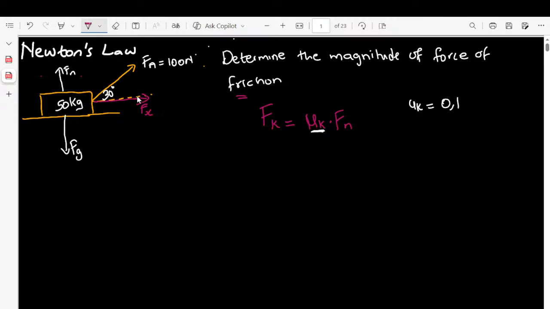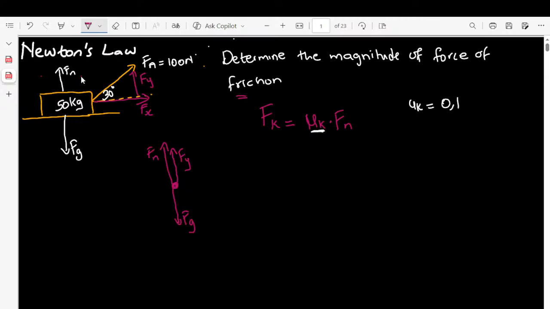Then we're going to have my Fy pointing up. My Fy will go up. So now what I need you to do, I need you to write down all the forces that are vertical. So I have my Fn, it's pointing up. I have my Fy, it's going up. Then I have my Fg.